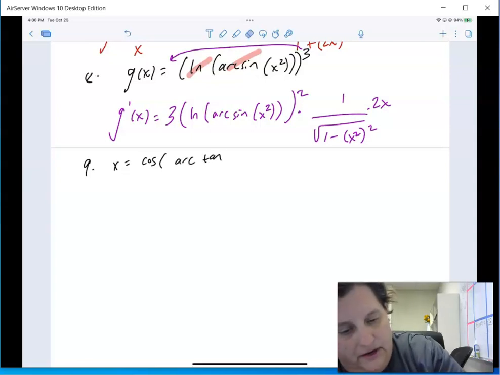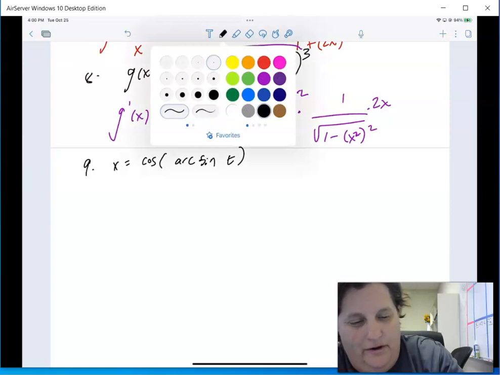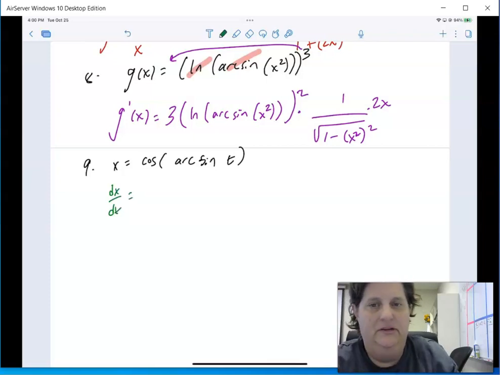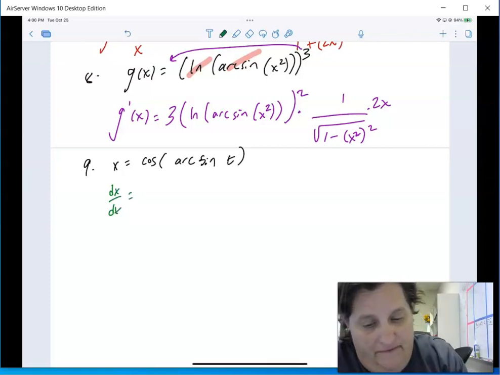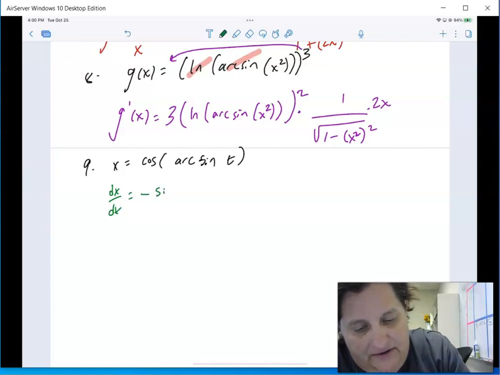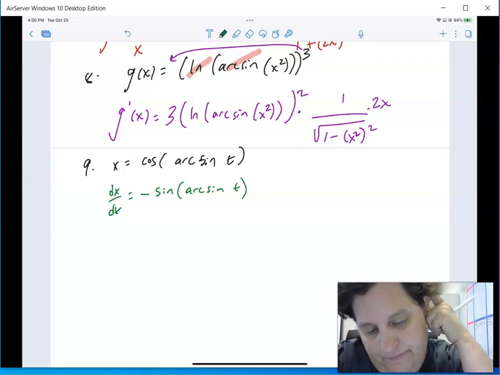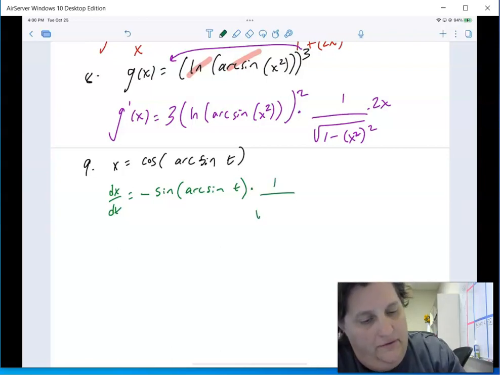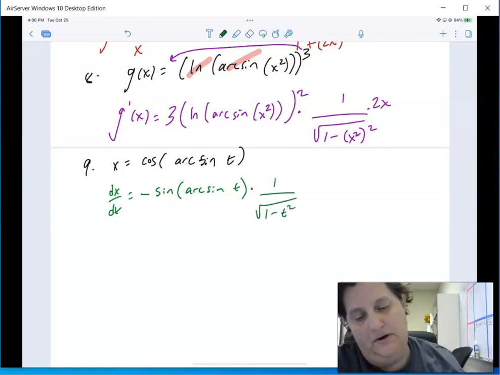Oh no, arcsine, not arctan, arcsine of t. Okay, this is weird because it's using weird variables. It's using x. We can put x prime, or we can put dx dt because I'm going to take it with relation to t. Anyway, derivative of cosine is negative sine, times the derivative of the inside, which is 1 over the square root of 1 minus t squared.